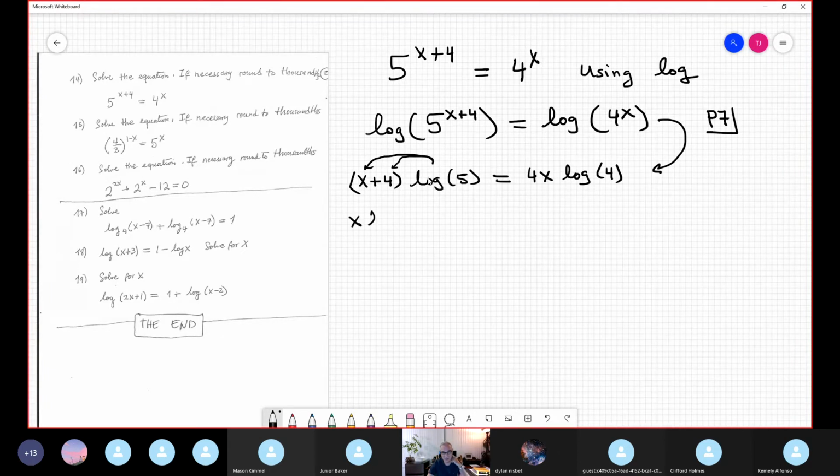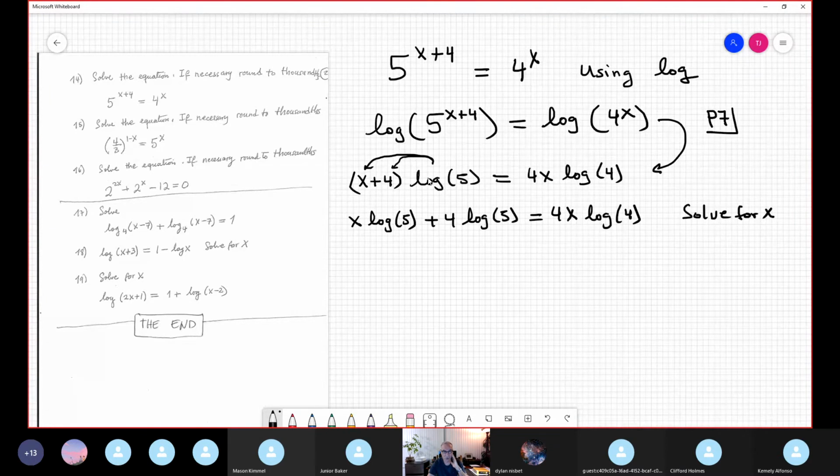This is x times logarithm of 5, it's just a number. I understand, but it's a number. 4 logarithm of 5 is equal to 4x logarithm of 4. Well, in this case, not necessary to do anything because we have only one logarithm, no parentheses to distribute. And solve for x. I try to move everything that contains x to one side. For example, one idea is this stays here, and I bring down 4x logarithm of 4 minus x logarithm of 5 and bring to the right hand side.